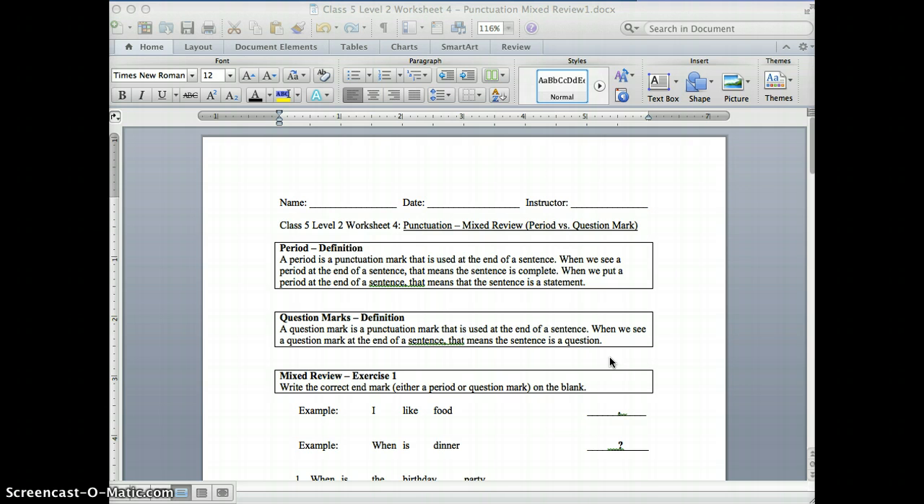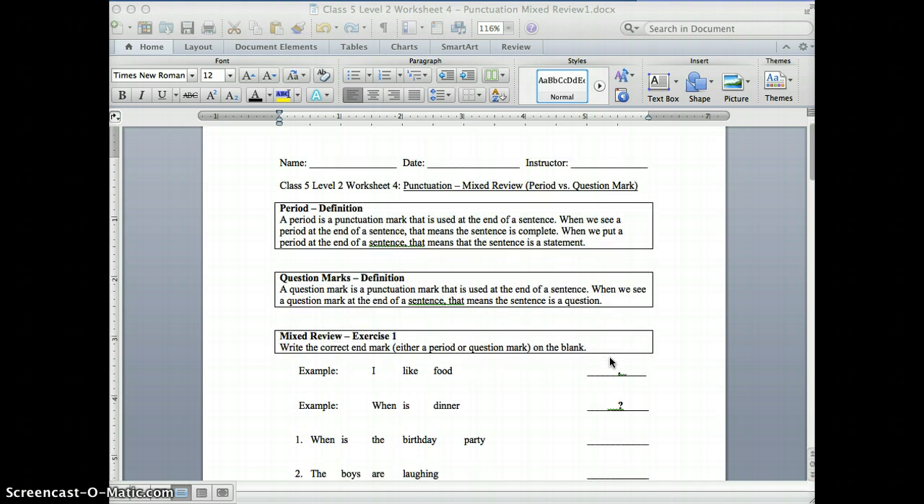And then moving on to what a question mark is. A question mark is also a type of punctuation that is also used at the end of a sentence. But when we see a question mark at the end of a sentence, that means that that sentence is actually a question. So basically, a period makes a sentence a statement, and a question mark makes a sentence a question. It's pretty self-explanatory, and I'm pretty sure that you guys will have no problem doing the exercises. So let's try the example.